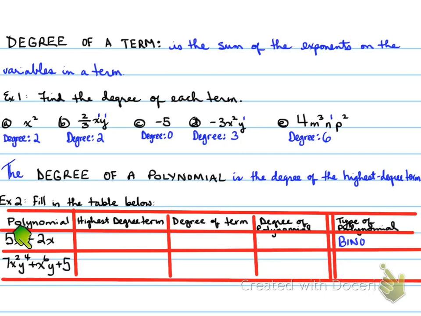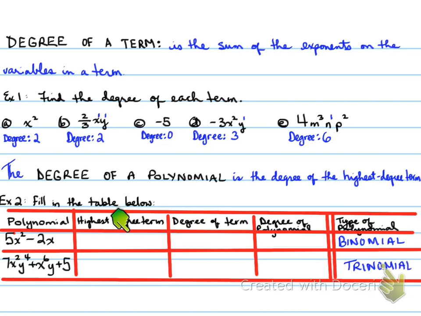This type is a binomial. It's a binomial because these two terms are not like, and there are two terms, so that makes it a binomial. This one here is a trinomial because none of these terms are like, so it's simplified, and the answer will be a trinomial, 3 terms.